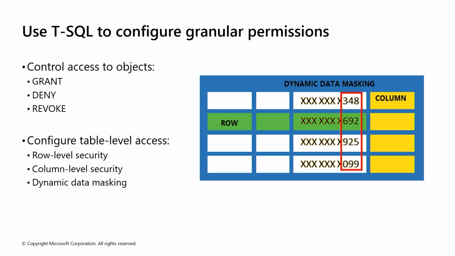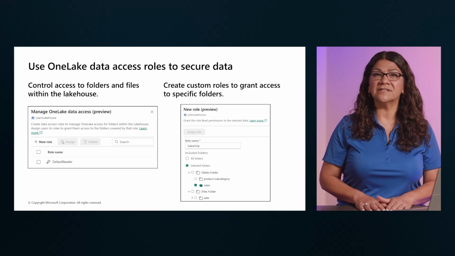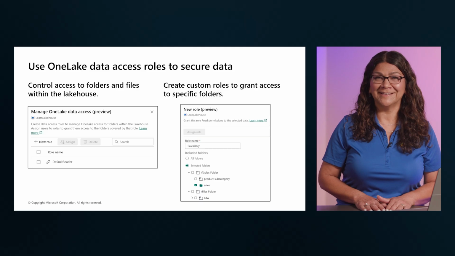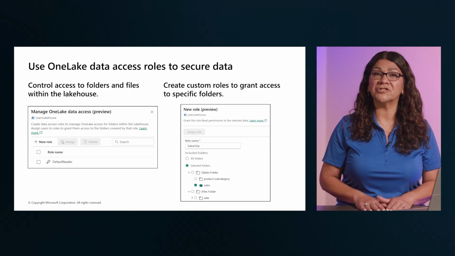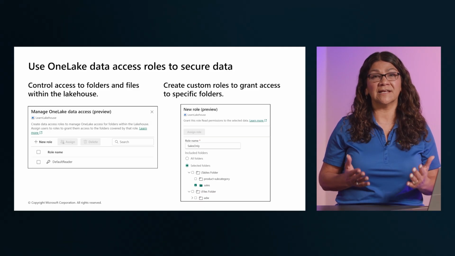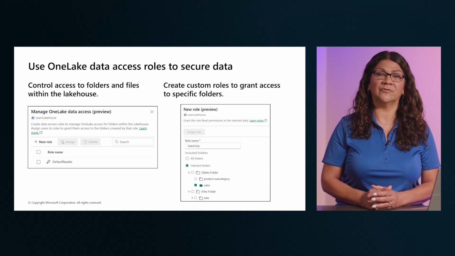Dynamic data masking can also be used to mask the data within the results, as shown here on the image on the right. To further refine data access, folders in the lake view of the lakehouse can be secured using OneLake data access roles. You can create custom roles within a lakehouse and grant read permission only to specific folders in OneLake. Folder security is inheritable to all subfolders.